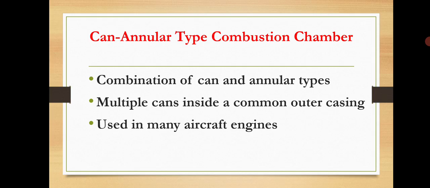A can annular combustion chamber is a combination of can type and annular type design. It consists of multiple cans placed inside a common outer casing. Air is supplied to each can for combustion. This type is widely used in aircraft engines because it offers a balance of good performance, reliability, and efficiency.